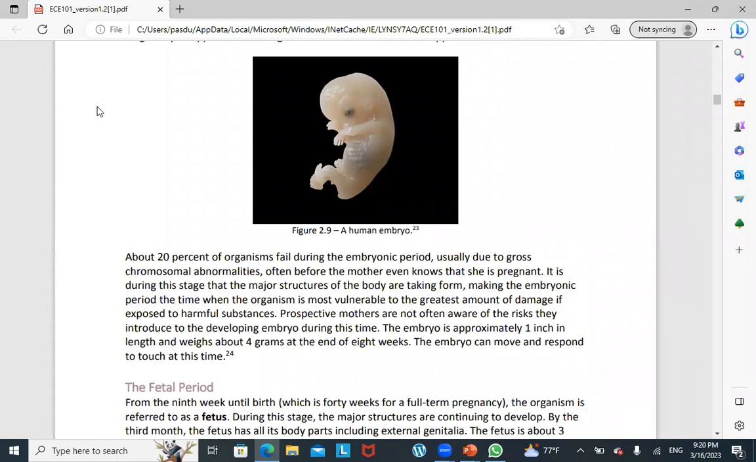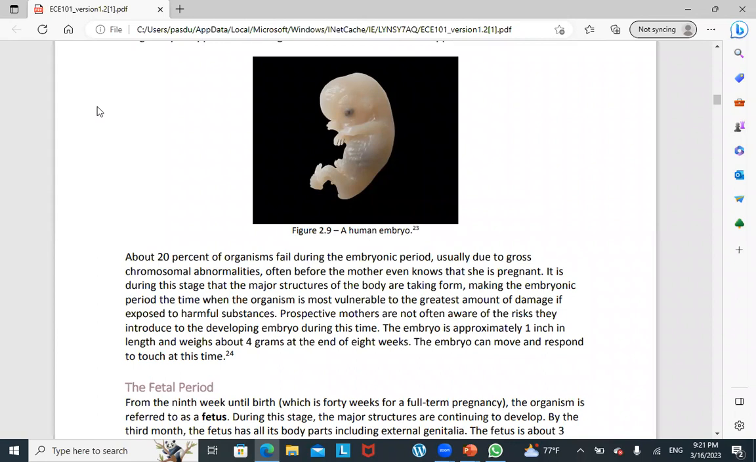It is during this stage that the major structures of the body are taking form, making the embryonic period the time when the organism is most vulnerable to the greatest amount of damage if exposed to harmful substances. Do you understand this? This is the period during which the organisms are highly vulnerable to danger. If the organism is exposed to any harmful substances during this period, a lot of damage can happen to it. Prospective mothers are not often aware of the risks they introduce to the developing embryo during this time.